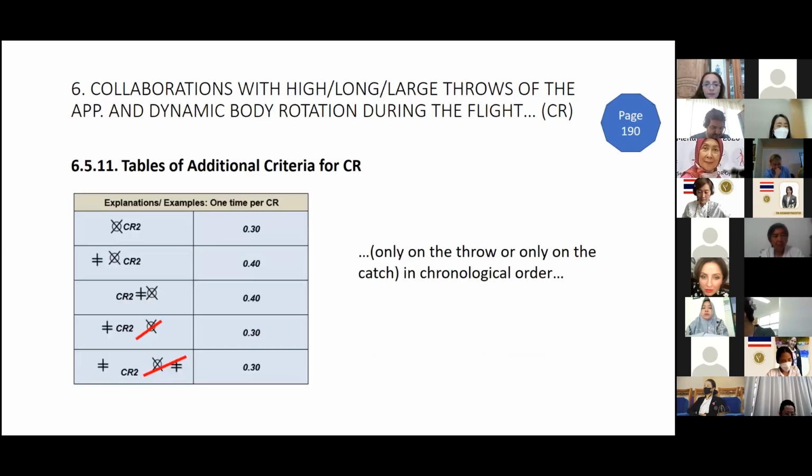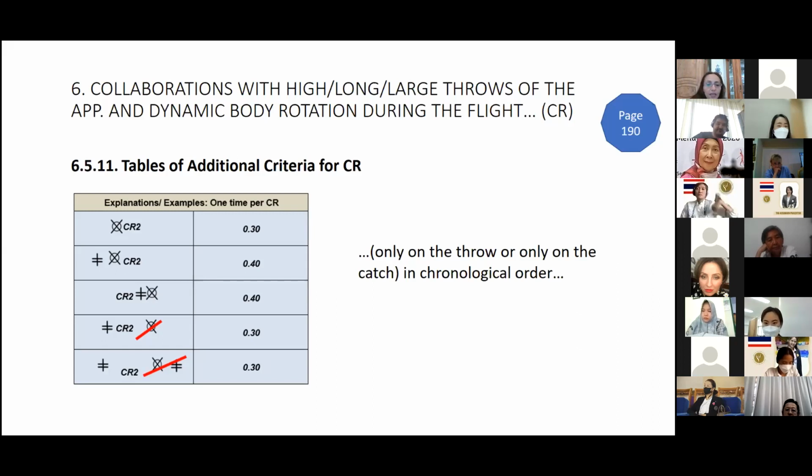So this is an example in the table, how you can count them. So she has CR2, base value is CR01, additional gymnast plus 0.1, it's 0.2. And in the beginning criteria outside visual, the base value became 0.3. CR2 is 0.2, two criteria became 0.4. CR2 and two criteria on the catch is 0.4. Remember, only on the throw or only on the catch in chronological order, you take criteria.